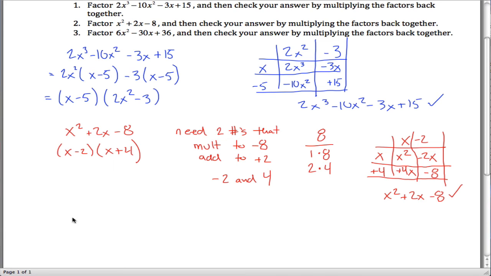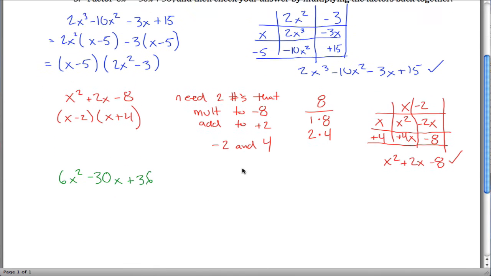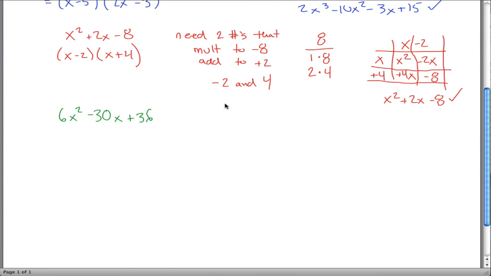I could do that one more time. I could do 6x squared minus 30x plus 36. I could try to factor this thing. Might look harder because the leading coefficient's not a 1. The good news is these three terms have a greatest common factor of 6. And if you pull out that 6, what you're left with inside the parentheses is a trinomial with leading coefficient of 1, so we can factor it.